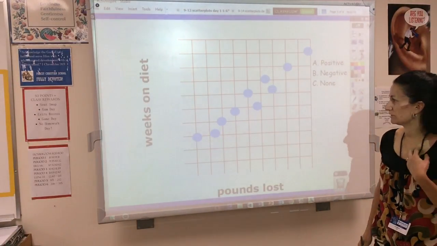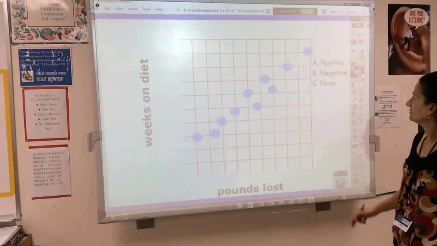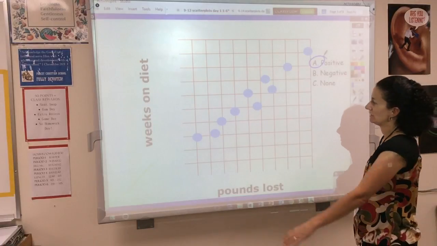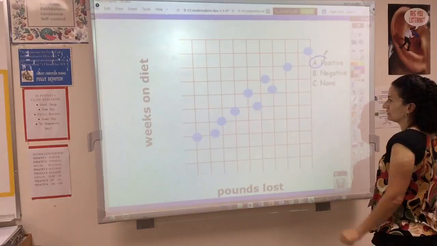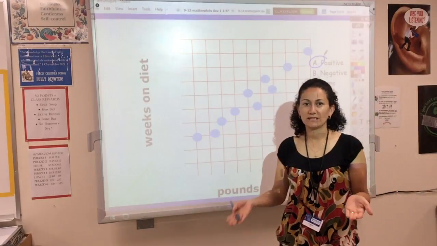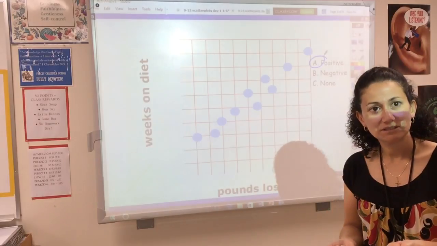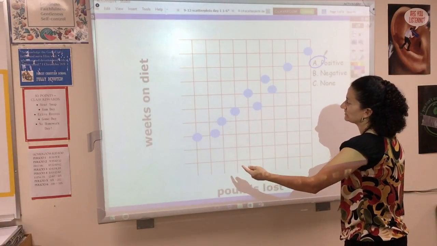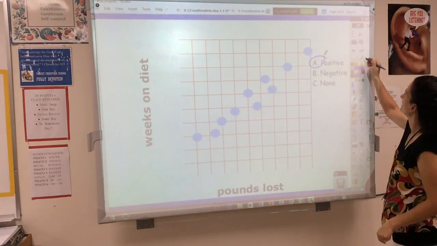This one has some words on here. Weeks on diet and pounds lost. If you said A, you are correct. This is a positive relationship. So the longer you're on your diet, the more pounds you're going to lose. I'm going to try to use the words increase, decrease, and I would encourage you to do the same. The more you use the words increase, decrease, the easier it'll be to identify. So, as weeks increase, pounds lost increase.